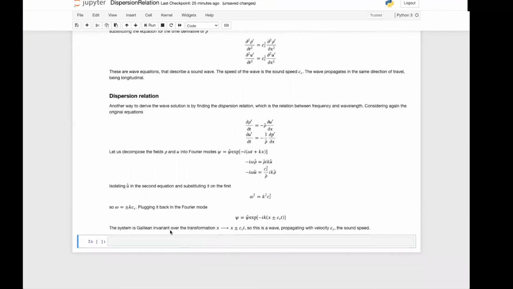So the system is Galilean invariant under the transformation. If you turn x into x plus or minus c_s t, you have the same system. So this is a wave. It's ik times this x coordinate in here. So that's a sine and a cosine. So it's sinusoidal if k is real. So this is a wave propagating with velocity c_s, which is the sound speed.